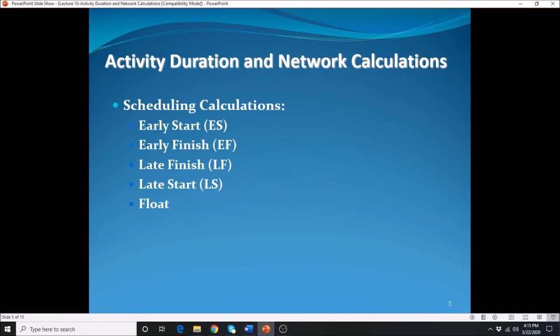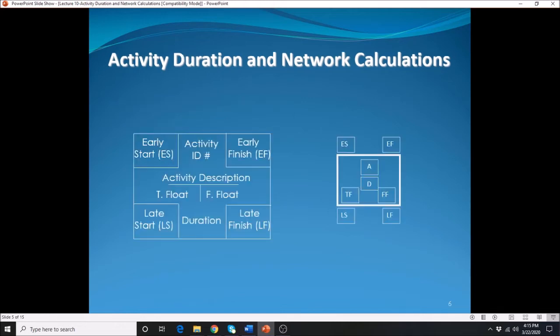So what is a float time? A float time is an amount of time that you can use to delay a particular activity, either without impacting the duration of the entire project or without impacting any succeeding activities. Later on, I'm going to explain to you those two different types of float time.